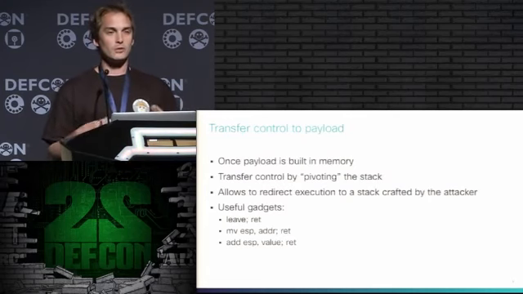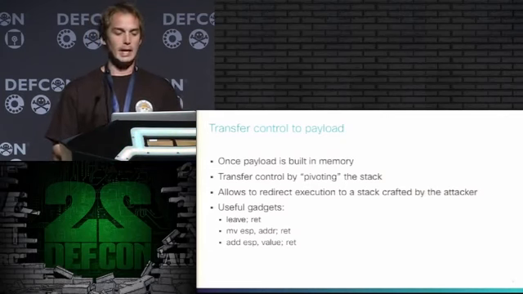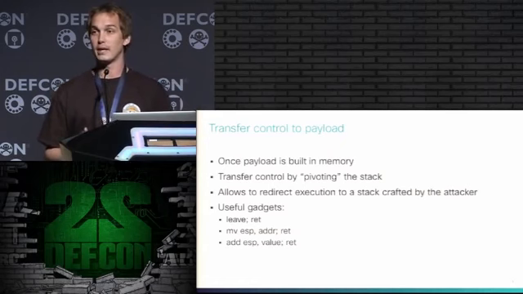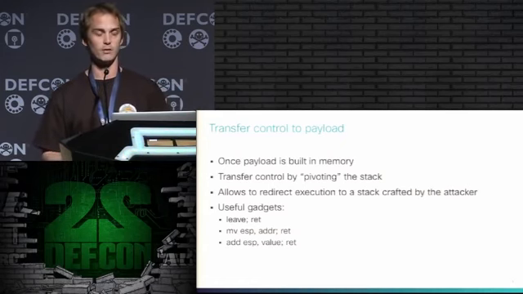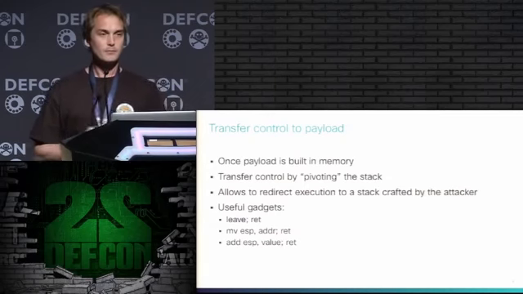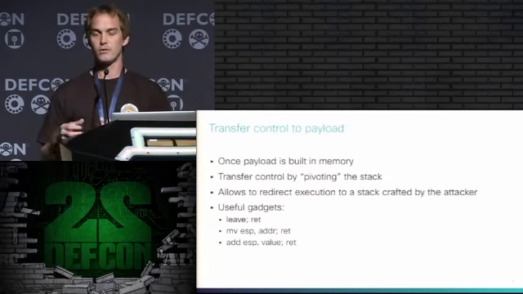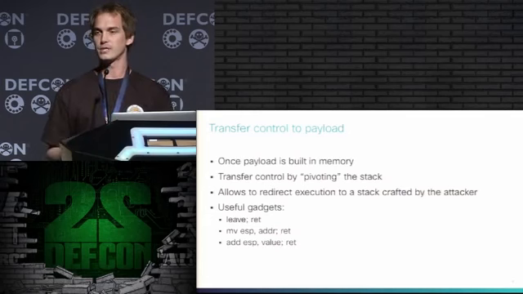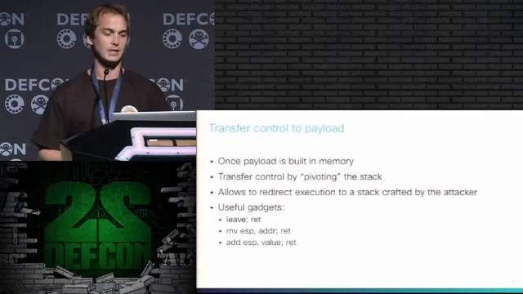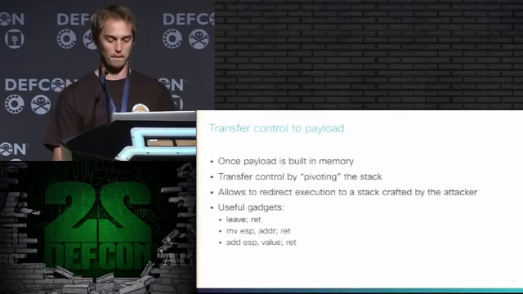Once you've done your stage zero, you've built your fake stack frame in memory. You want to transfer control to that payload because that's what you want to execute, right? You want to get a shell or get whatever you want. So shifting control from the current control flow into your stack frame is called stack pivoting, and it's a way of redirecting control flow so that you then get your code to run once you've built it.